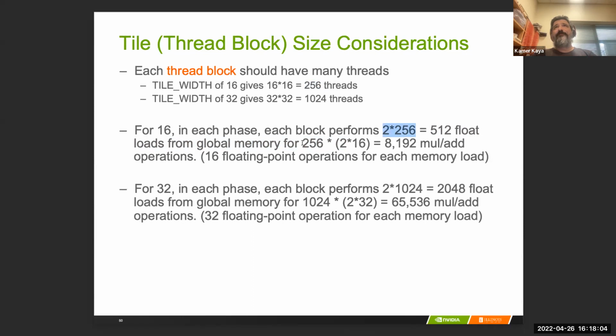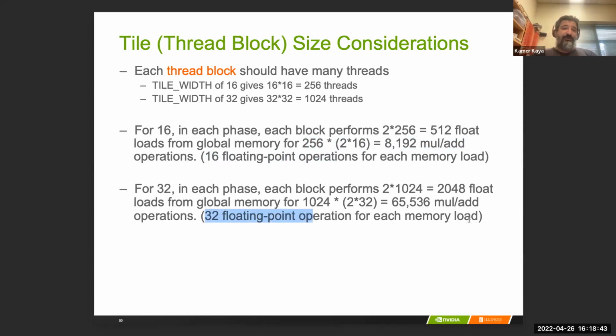And perform 256 times 2 times 16 multiplications and additions. This is dot product. For each element, I perform 1 multiplication, 1 addition. And I have 16 elements, so 1 multiplication, 1 addition, this is 2. I have that many threads and I have that many floating point operations. So 16 floating point operations for each memory load. And that's not bad. But if you increase your tile size, then that will be better. Obviously, you will reach 32 floating point operations for each memory load.